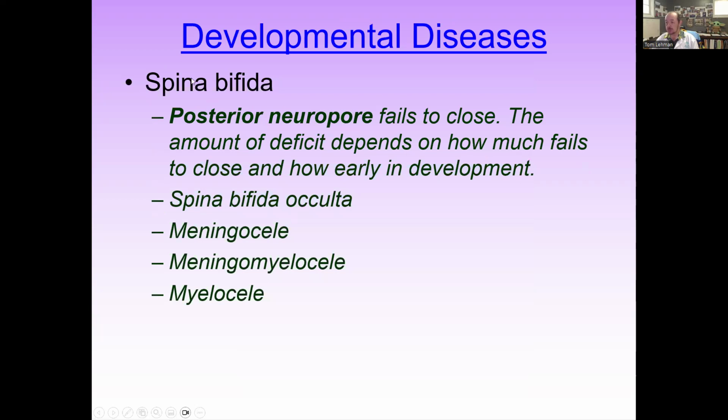As an example, spina bifida. Spina bifida is when the posterior neuropore fails to close. That's the bottom hole. And so if that fails to close, then it's not going to fully form all the lower structures. And as it describes on the slide here, the amount of deficit depends on how much of the tube fails to close and how early in that first trimester.